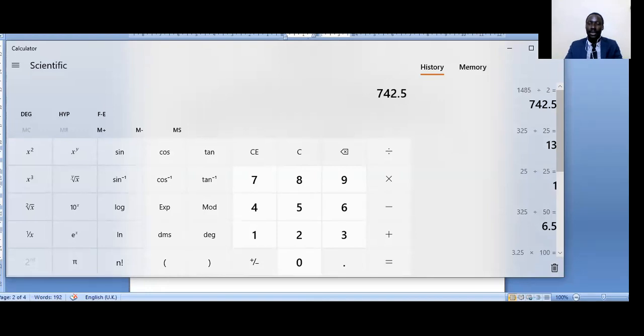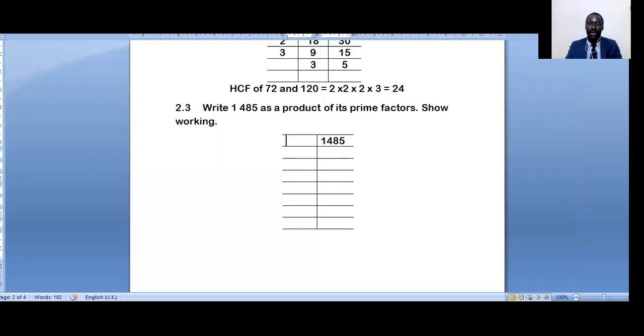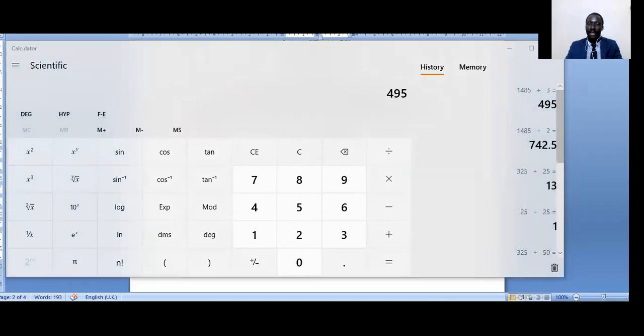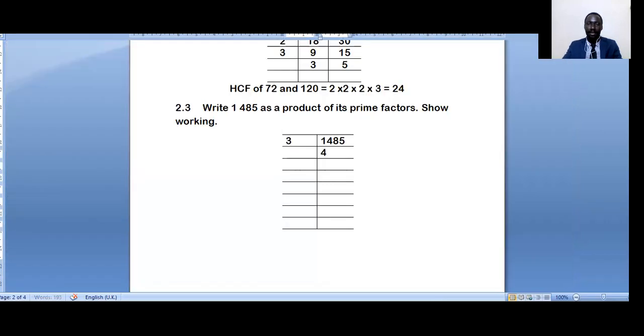So we again check 1485 divided with another number, this time 3. Can it be divided by 3? Yes, it can. So the first is going to be 3. When we divide this number by 3, what we get is 495. So we write it down as 495.